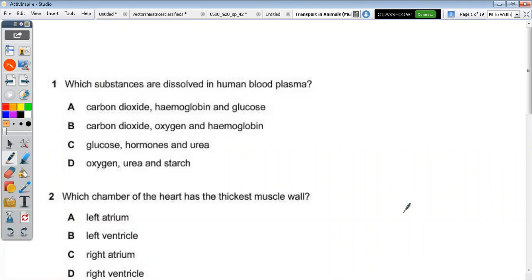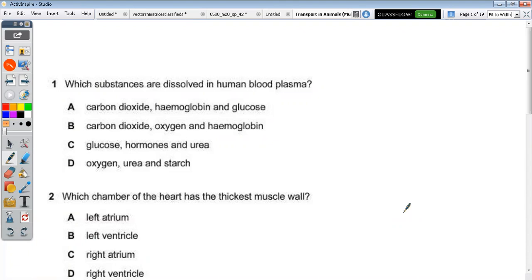Blood plasma, we talked about. Glucose, hormones, and urea. Okay, that's correct.